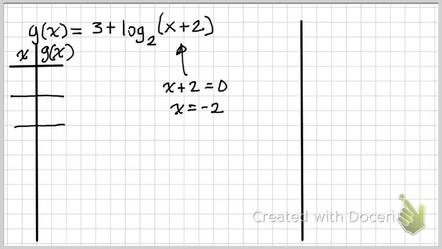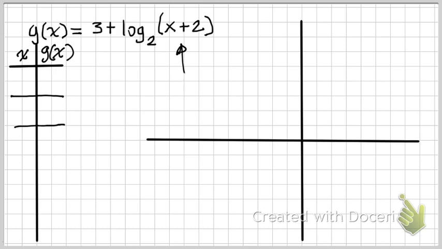If I had just log of x, then the vertical asymptote is at x equals 0, the y-axis. And if I had, say, log of x minus 1, and I were to set that equal to 0 and solve for x, I'd see that the vertical asymptote is at x equals 1. So hopefully that's simple enough for you.